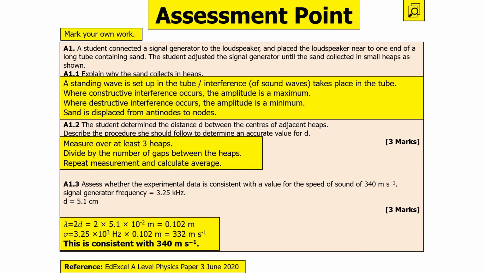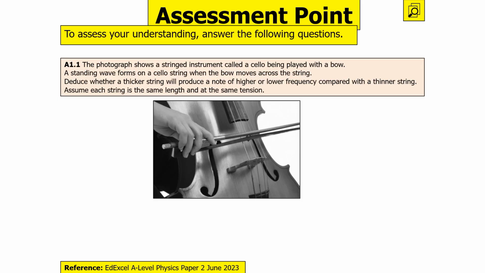340 meters per second. The photograph shows a stringed instrument called a cello being played with a bow. A standing wave forms on a cello string when the bow moves across the string. Deduce whether a thicker string will produce a note of higher or lower frequency compared with a thinner string. Assume each string is the same length and at the same tension. So, pause the video now, then unpause the video when you want to go through your answer.